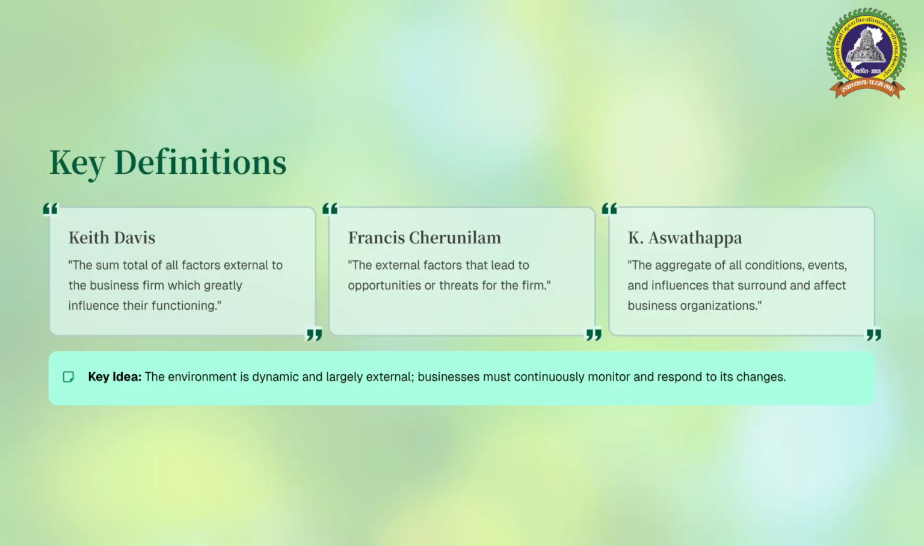First, Keith Davis emphasizes the external aspects. He defines it as the sum total of all the factors external to the business firm that greatly influence its functioning. Second, Francis Cherunilam introduced a vital strategic element. His definition states it includes factors outside the firm which can lead to opportunities for or threats to the firm. This positions the environment as something a business must scan for strategic advantage.